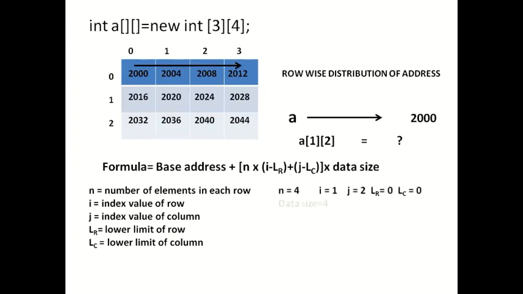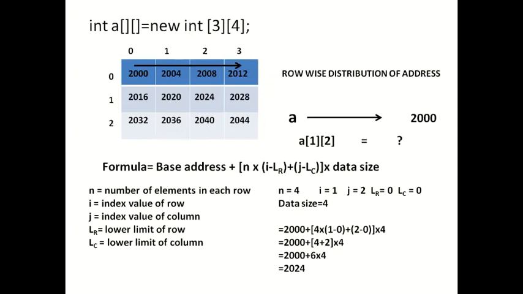Then the data size is going to be 4 here. So if we put all these values in the formula, you are going to have this expression. If you move ahead and solve this expression, then your final answer is going to be 2024. And now from the figure, it is verified that your address is 2024. This is A1 and column 2.